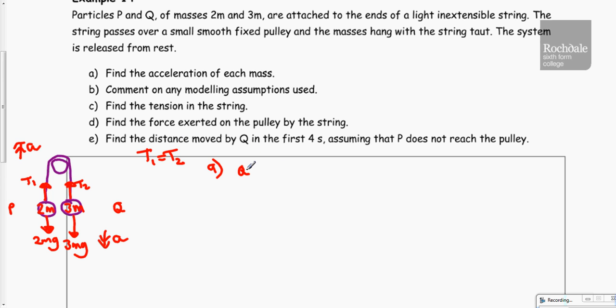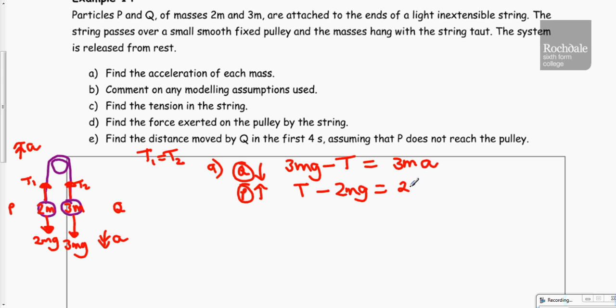So if I do F equals ma for Q, I'm going to do it in the direction of motion. So I'm going to do it downwards. I'll have 3mg minus the tension, I'll just call it T, equals 3m, the mass, times a, which we don't know. If I do the same thing for P, but upwards, because that's the direction of motion, T pulls up, 2mg pulls down, and it's mass times acceleration.